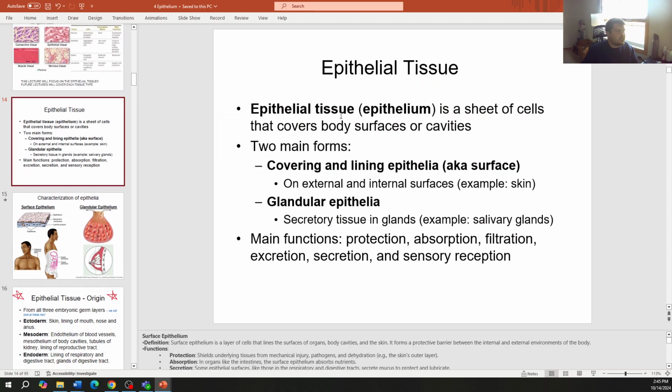Okay, so epithelial tissue, what is it? It is a sheet of cells that covers the body surfaces or cavities. Okay, so a sheet of cells. There's 2 main forms that it comes in. We have what's called the surface epithelium. That's the covering or the lining epithelium.